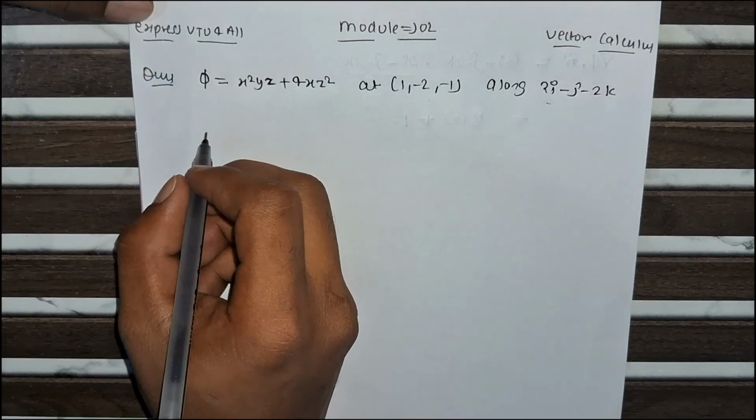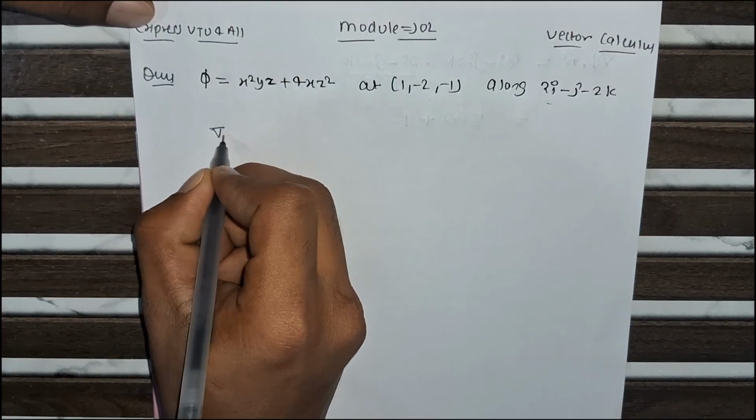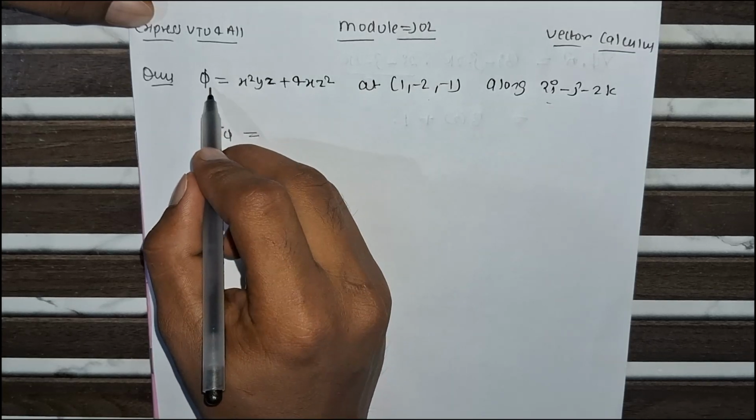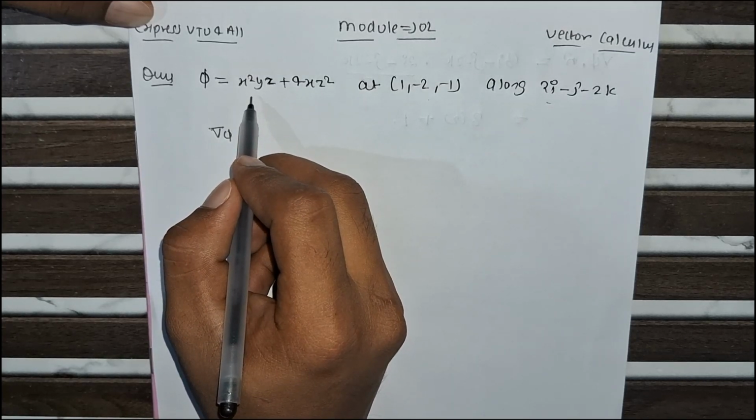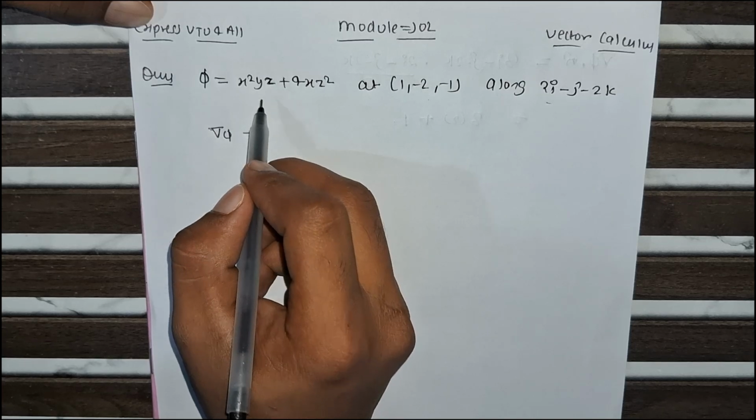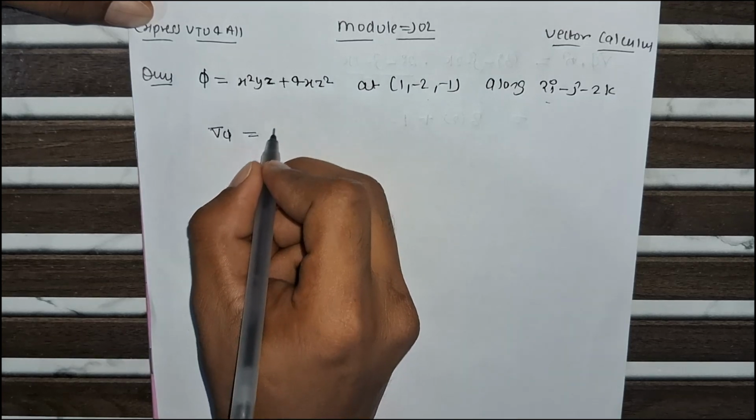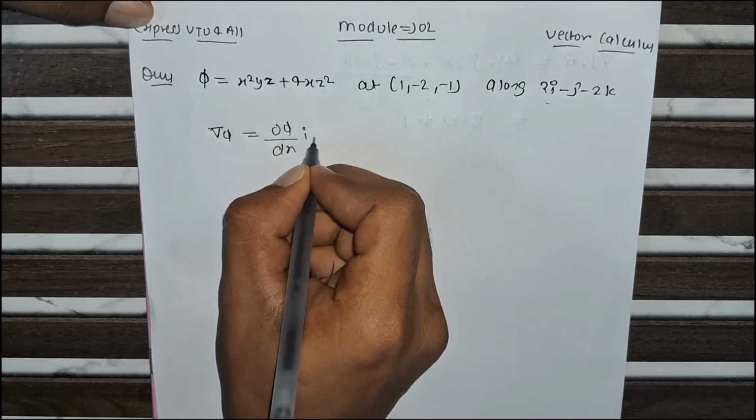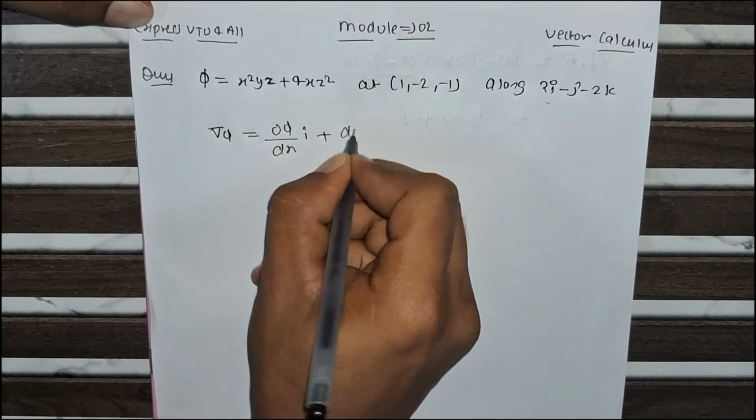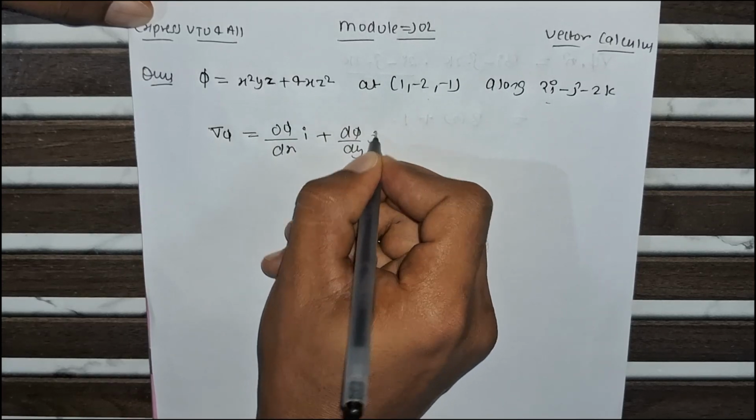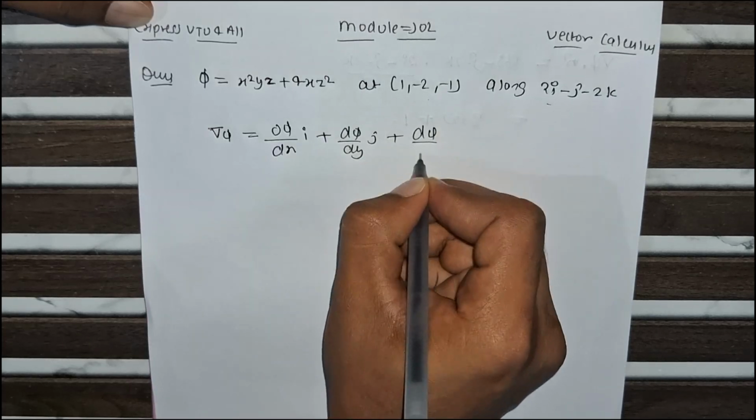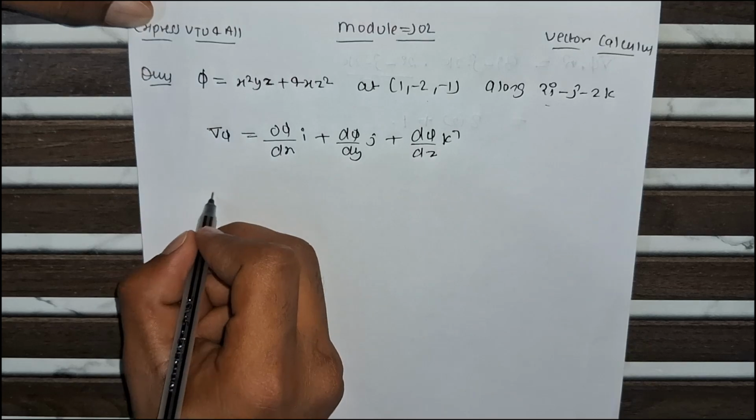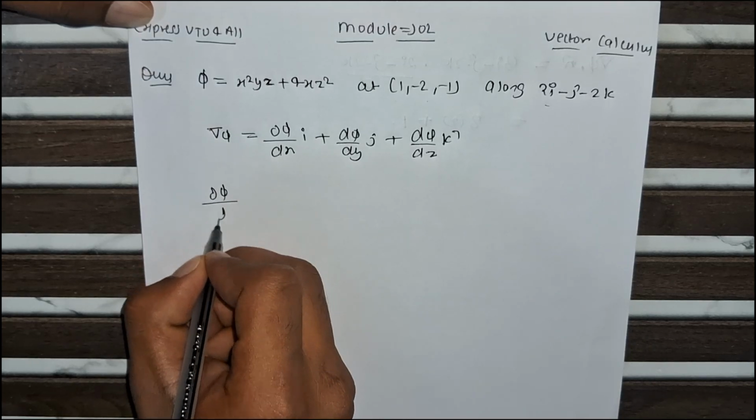So first we are looking for the gradient of phi. Del phi is equal to the derivative of phi with respect to x along i cap, plus the derivative with respect to y along j, plus the derivative with respect to z along k. So first we go for del phi by del x.